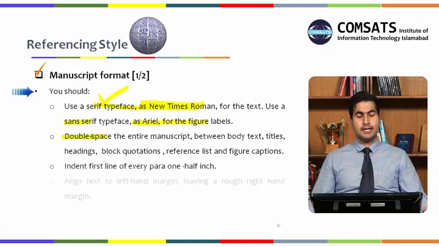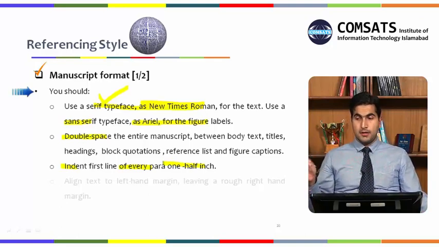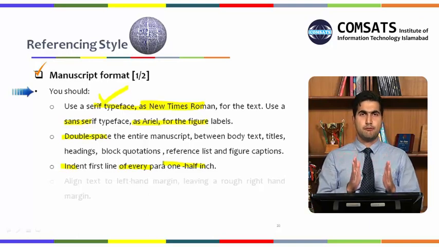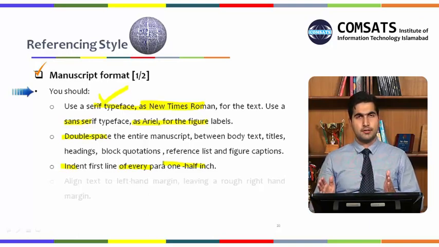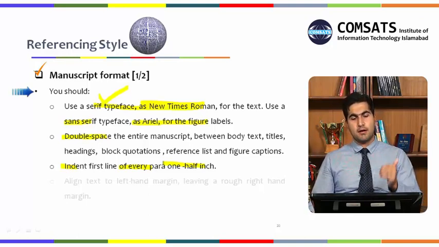In case of indentation, for every paragraph you have to indent the first line by 1/2 inch. You can do it on your keyboard by simply clicking on tab. That is going to indent the line. To make it more particular, you can change the indentation setting so that whenever you click on the tab, it should be 1/2 inch. Not more, not less. And it should be done for every paragraph's first line.